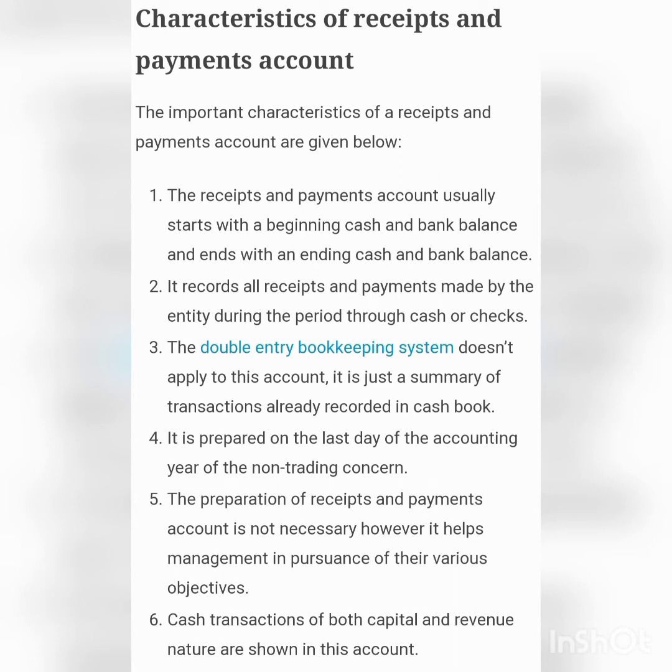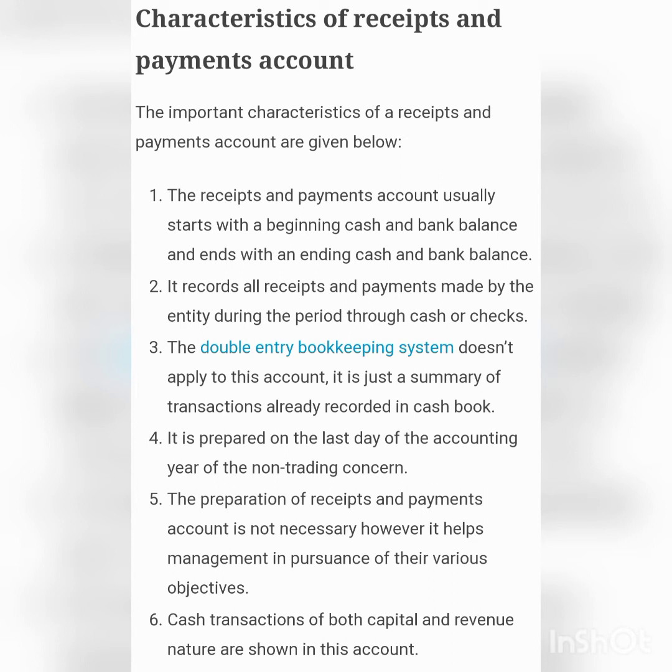Second point, it records all the receipts and payments made by the entity during the period through cash or cheques. The double entry bookkeeping system does not apply to this account. It is just a summary of cash transactions already recorded in the cash book. It is prepared on the last day of the accounting year of the non-trading concern. The preparation of receipts and payments account is not necessary. However, it helps the management in pursuance of their various objectives.